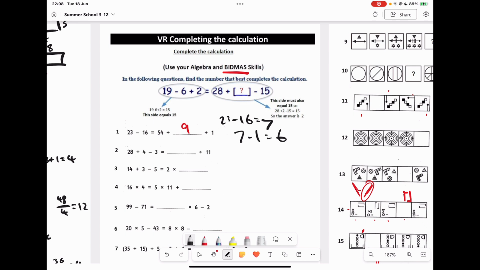So 28 divided by 4 minus 3. Let's find the value of that side. 28 divided by 4 is 7. 7 minus 3 is then 4, so it will have a value of 4. So what divided by 11 is 4? Well, you could do 11 times 4, which is equal to 44.